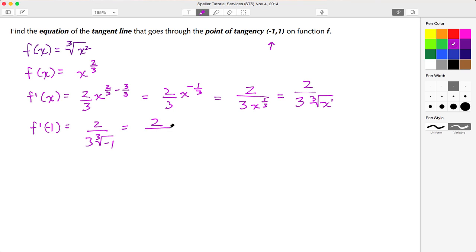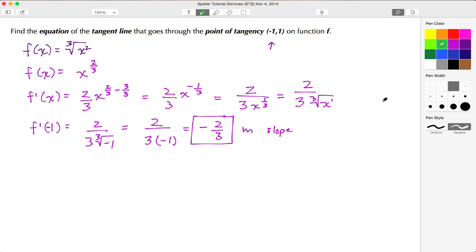I keep the 2 in my numerator, I keep this 3 in my denominator, and that's going to be multiplied. The cube root of negative 1 is negative 1, because negative 1 times negative 1 times negative 1 will give me negative 1. So at this point, I have a negative 2/3, which is the slope for the tangent line. And that slope is, again, known as m, and we can also write out slope.